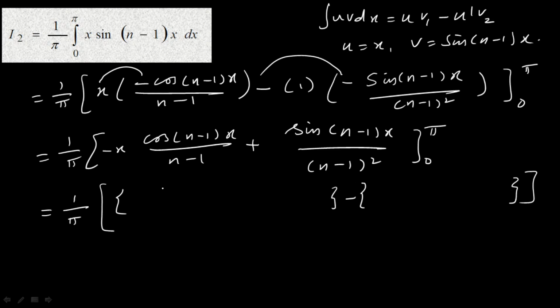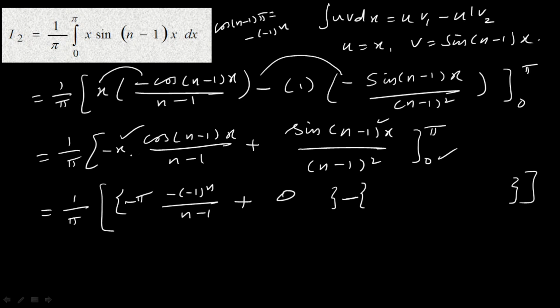So if you replace x by pi, that is minus pi cos of n minus 1 pi. As I told you already, cos of n minus 1 pi is equal to minus of minus 1 whole power n, isn't it? So minus of minus 1 whole power n divided by n minus 1 plus sine of n minus 1 pi. Sine of n minus 1 pi is 0. Coming to the lower limit, minus. Replace x by 0. If you replace first term x by 0, this x is in product, so 0 into anything, 0. First term becomes 0. Plus coming to the second term, sine of 0. Sine 0 value is nothing but 0.